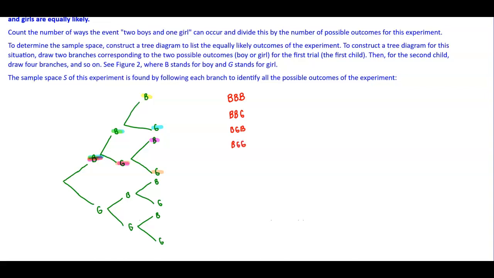And then you can see with the next one, we have girl, boy, boy. So here you can see that we have girl, boy, boy. And then the next one is going to be girl, boy, girl, because that would represent this one. Okay, and then we have girl, girl, and then boy. And then the last one represents girl, girl, girl.